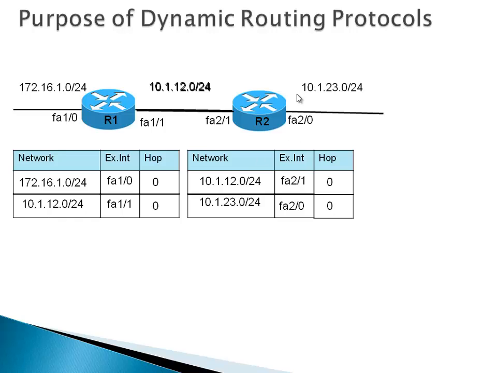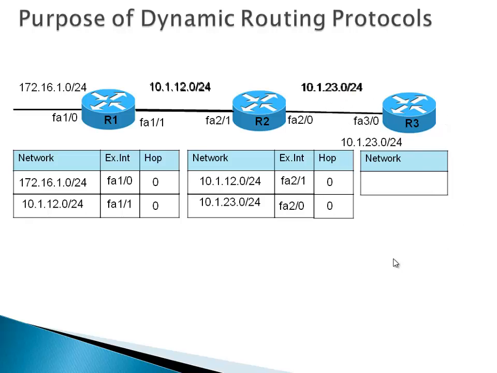So now router 2 knows exactly how to get to every network that it is directly connected to, but it doesn't know how to get to network 172.16.1.0. That hasn't been advertised to router 2 yet. Now we have another router, router 3. Router 3 has a connection to the same network it shares with router 2, 10.1.23.0/24, through interface FA3/0, directly connected. So router 3 will add that to the table as well.